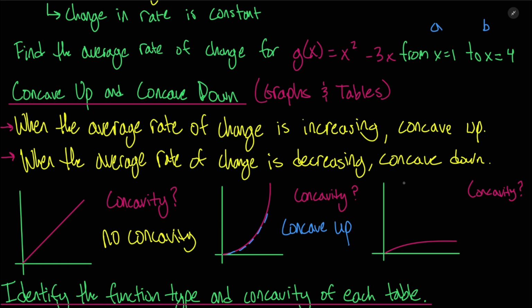Okay. Over here, notice how our slopes are actually decently steep at the beginning, but now we're kind of flattening out as the graph goes this way. So as our slopes are decreasing in value, our average rate of change is decreasing. This is going to be concave down. And concave downs make a frown. And this graph is kind of going down like that.